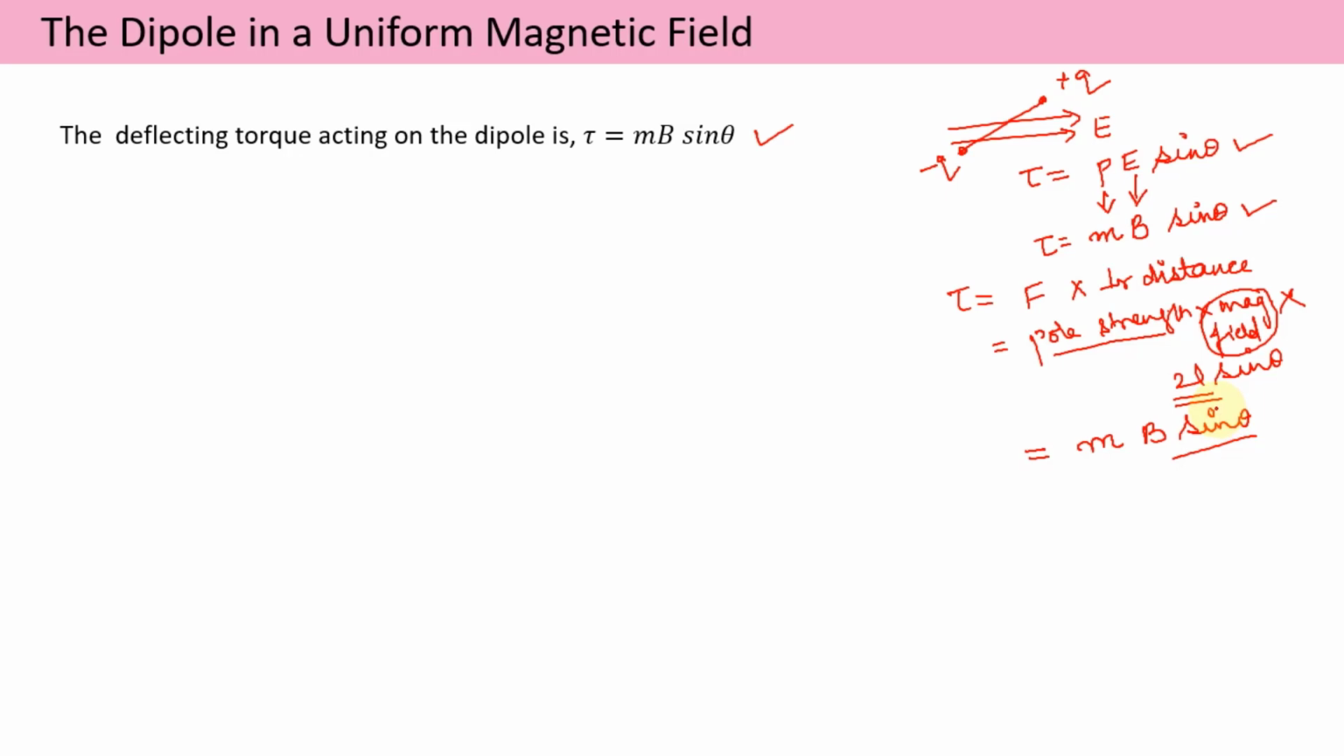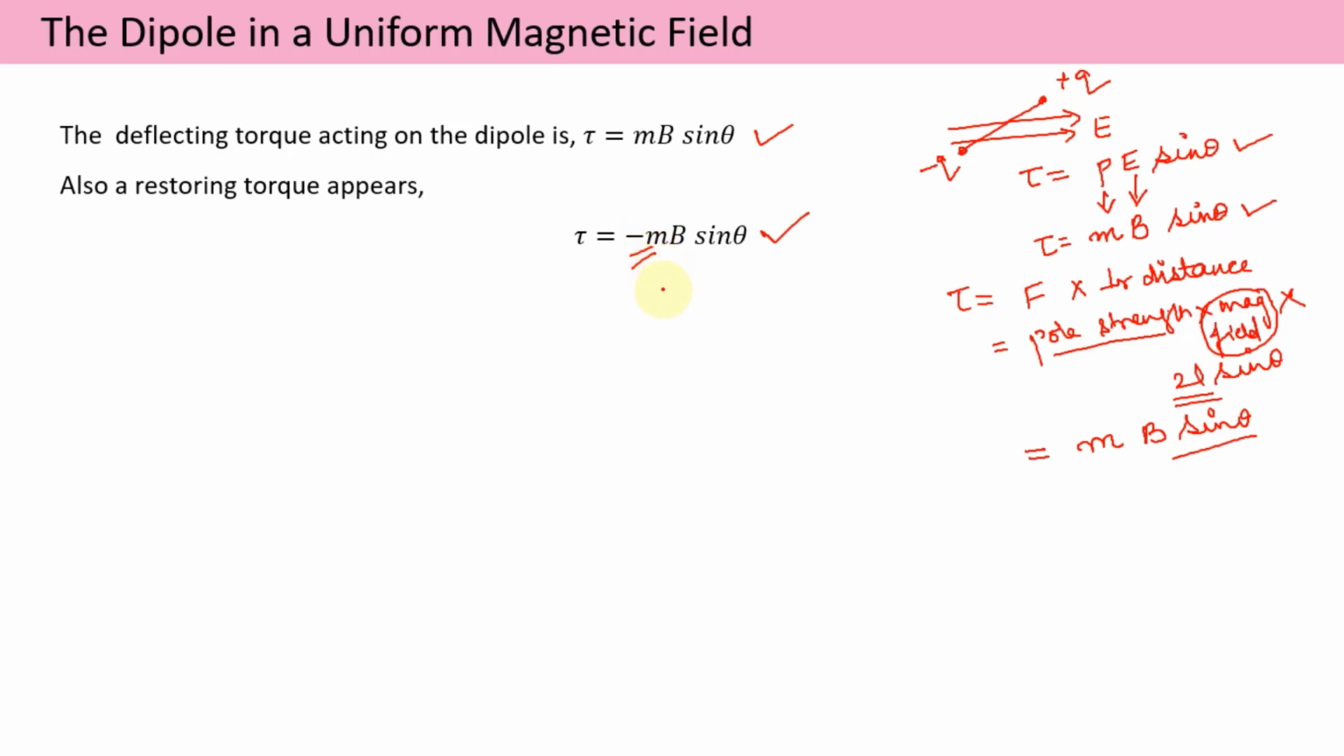But whenever there is a deflecting torque, definitely there will be some restoring torque also, which will be in opposite direction to this deflecting torque. That is a restoring torque, which will have the same magnitude MB sin theta, but its direction will be opposite to the direction of the deflecting torque, because its function is to oppose the deflecting torque. So we will put a negative sign with it.